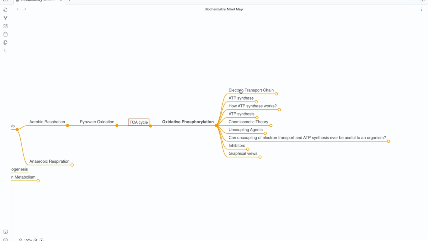Here we'll discuss our main agendas: the electron transport chain, how ATP synthesis works, the chemiosmotic theory, and uncoupling agents, and how these uncoupling agents are sometimes useful for our physiology. We'll also cover the inhibitors of oxidative phosphorylation, and some graphical representation of how the oxidative phosphorylation rate and the ATP synthesis rate will alter depending upon the availability of inhibitors or activators.